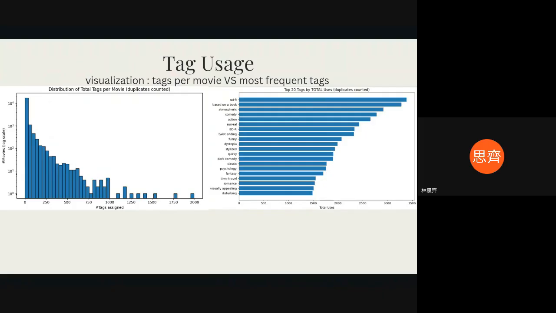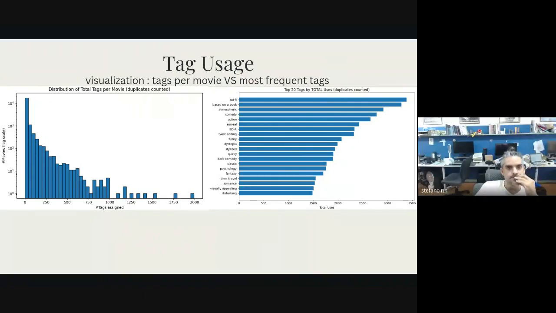So there we have the tag usage. The first graph is about the tags per movie. As the graph shows, most movies just don't have a lot of tags. Some movies have just one or really few tags, while a small number of movies have more than 1,000 or nearly 2,000 tags.